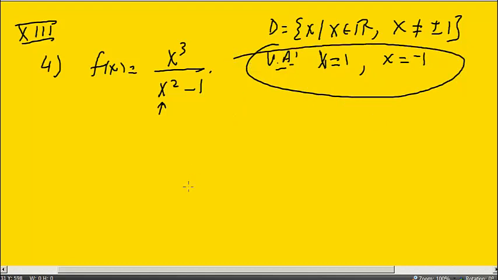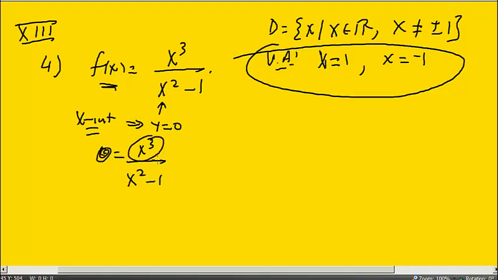The only thing that's left now is to find the x and the y intercept. X-intercept means I've got to turn my y into 0. So this is my y. So 0 is equal to x to the third over x squared minus 1. The only way this fraction can ever equal 0 is if the top is 0. So that means when x is 0, I have my x-intercept.